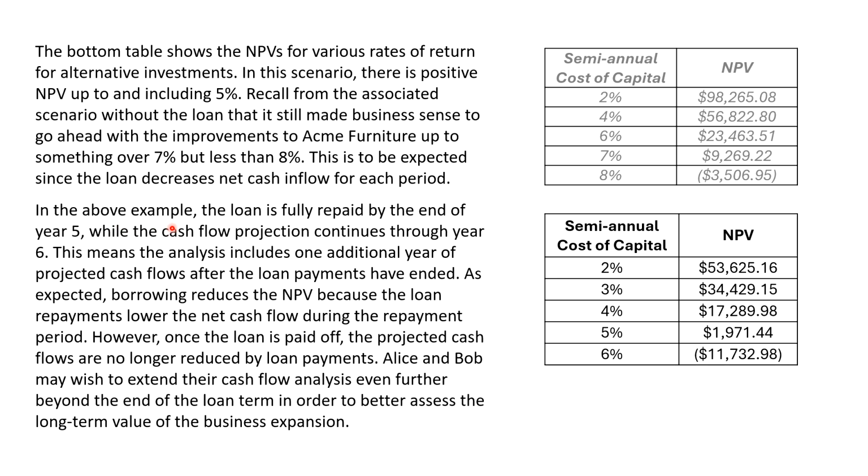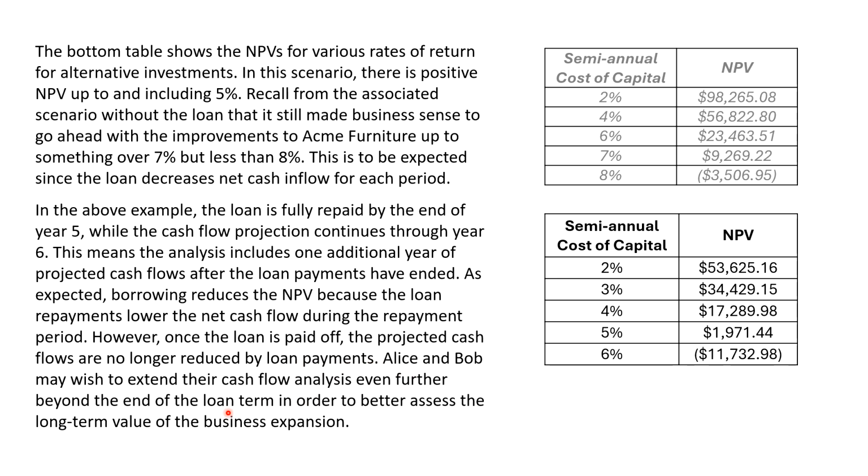In the above example, the loan is fully repaid by the end of year 5, as we saw, while the cash flow projection continues through year 6 for 2 more semi-annual periods. This means the analysis includes 1 additional year of projected cash flow after the loan payments have ended. As expected, borrowing reduces the NPV because the loan repayments lower the net cash flow during the repayment period. However, once the loan is paid off, as we saw in the 6th year, the projected cash flows are no longer reduced by loan payments.